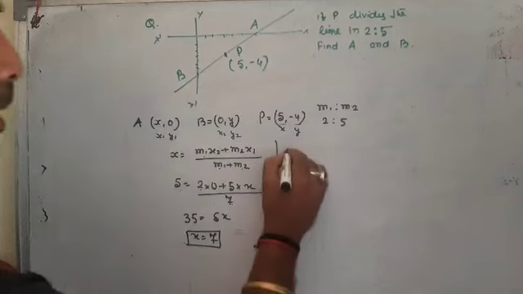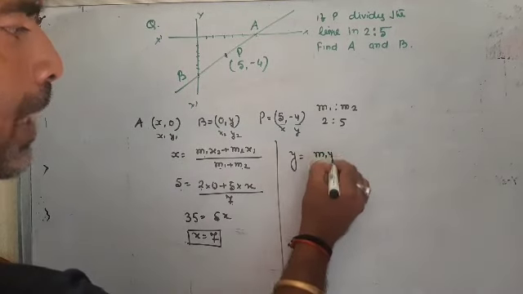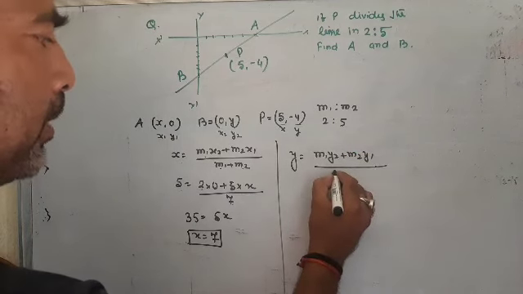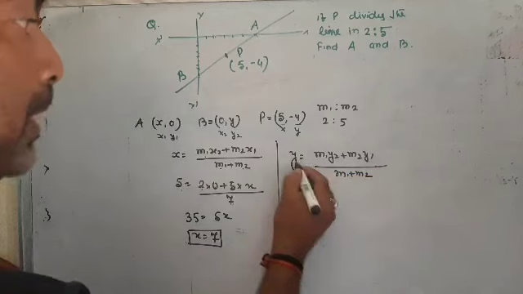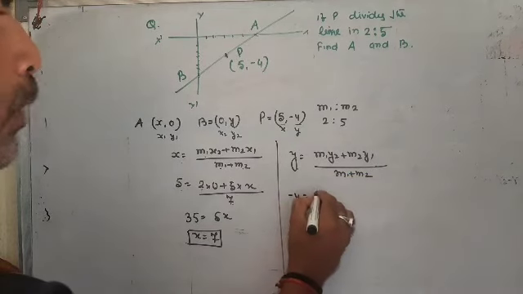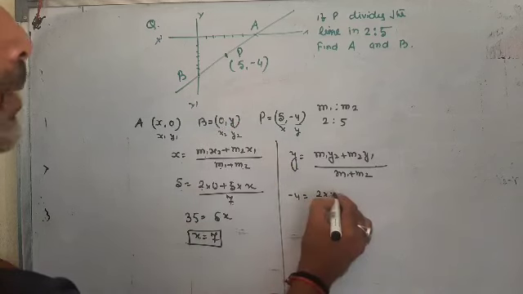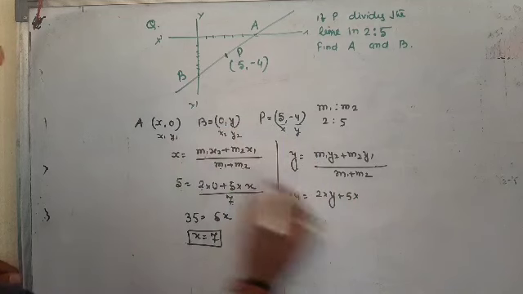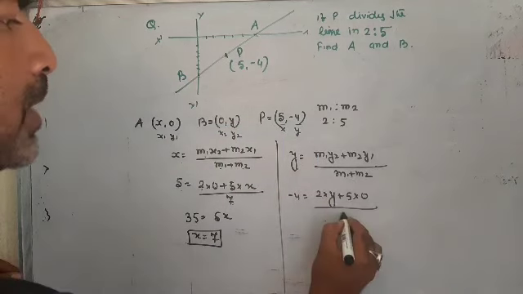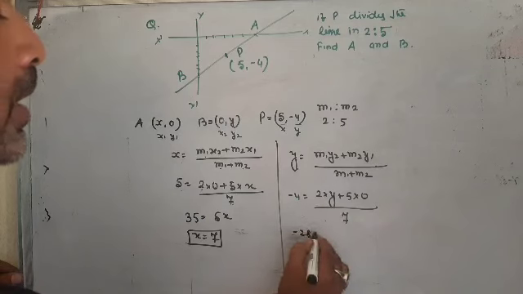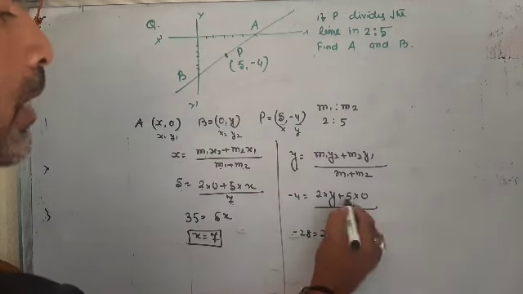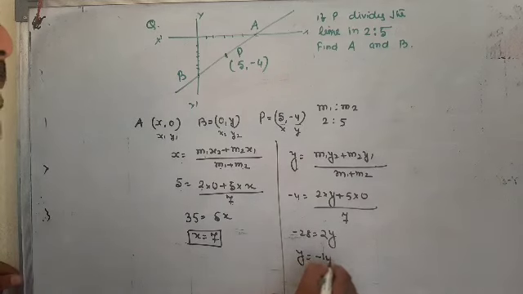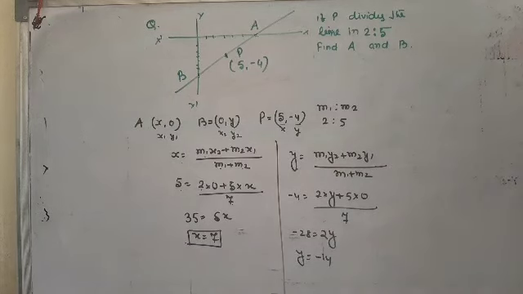Similarly for y: y is equal to (m1 y2 + m2 y1) by (m1 + m2). In place of y we put minus 4, m1 is 2, y2 is y, m2 is 5 and y1 is 0, and m1 plus m2 is 2 plus 5, that is 7. So 7 into minus 4 is minus 28, which is equal to 2 into y plus 5 into 0, that is 0. So 2y is equal to minus 28, then y is equal to minus 14. So that means x is 7.